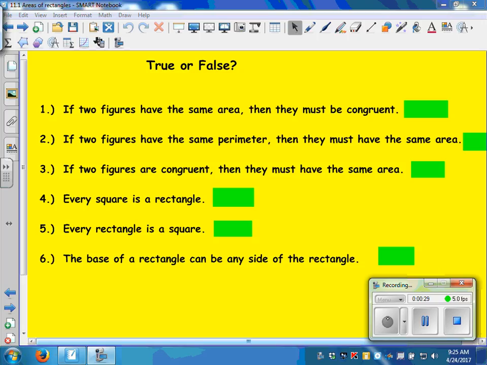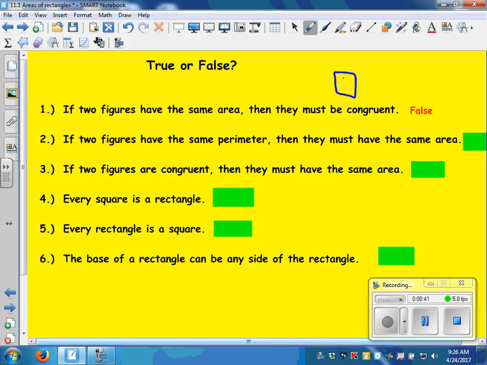Number one, if two figures have the same area, they must be congruent is false. When you're in middle school, you actually do units talking about this, but a very basic way to look at this is I can have a figure that has an area of 18 that has different lengths on the sides, like a 3 by 6 or a 9 by 2. Those have areas of 18, but those are not congruent because they don't have corresponding congruent sides.